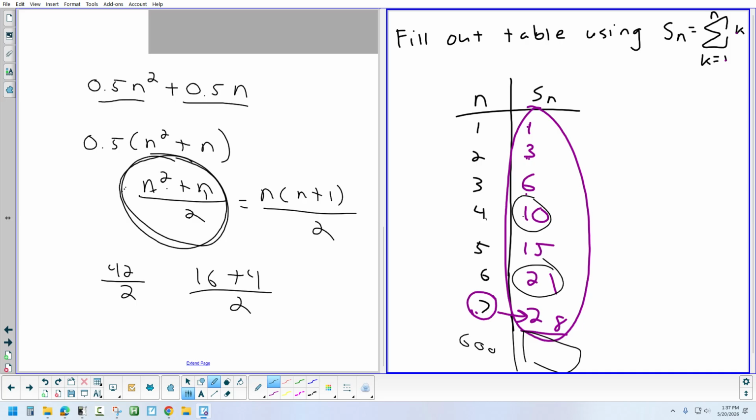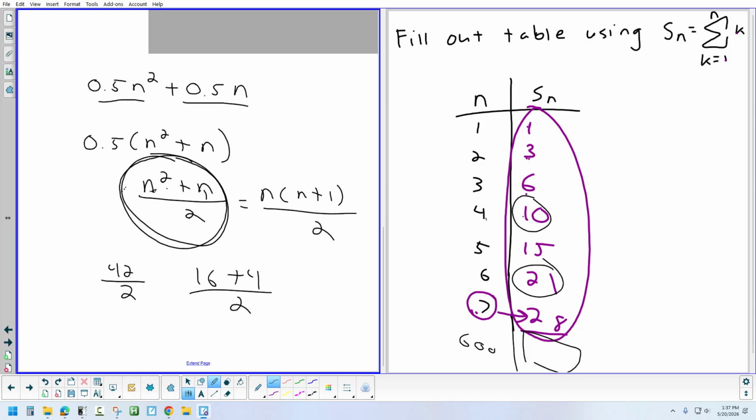So now, if I said to you, what do the first 600 terms add up to? It's easy. Just do 600 squared, add 600, and divide by 2. I need a calculator, but we could work that out and get the answer. So any question on that?